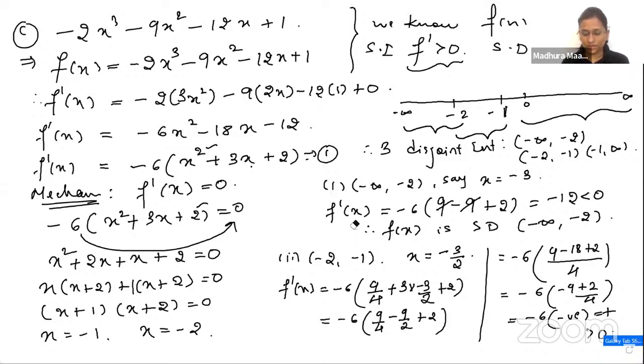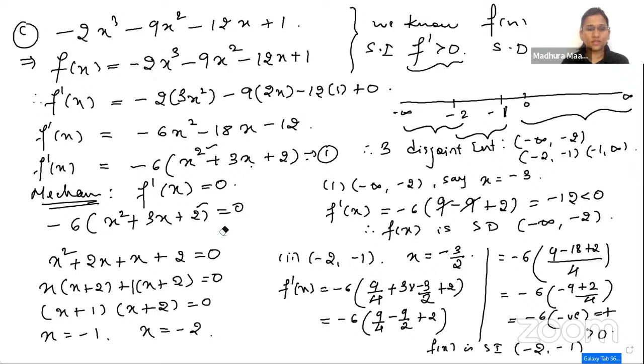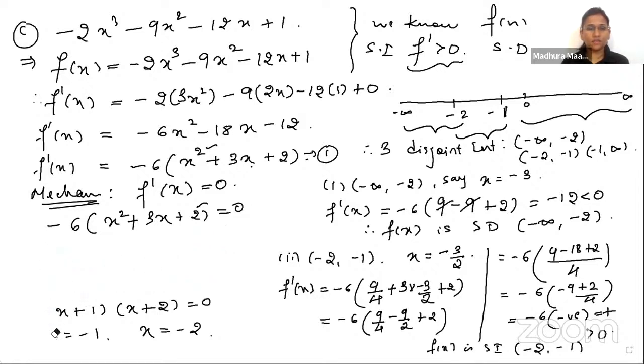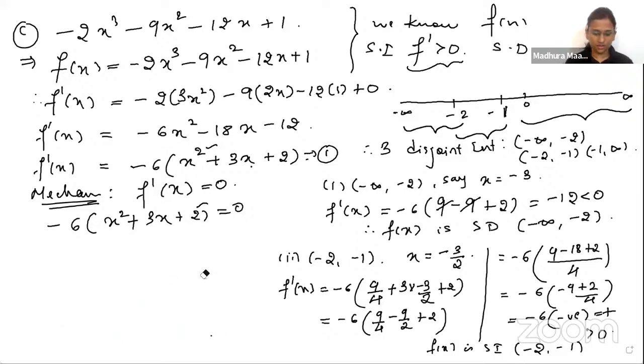So what happens? The function f of x is strictly increasing in which interval? Minus 2 to minus 1. Is this correct? Okay. And the last interval. What is the last interval? The third interval is minus 1 to infinity.